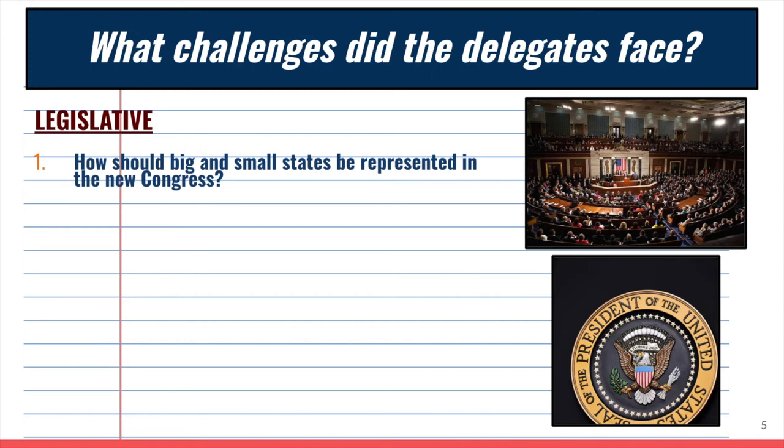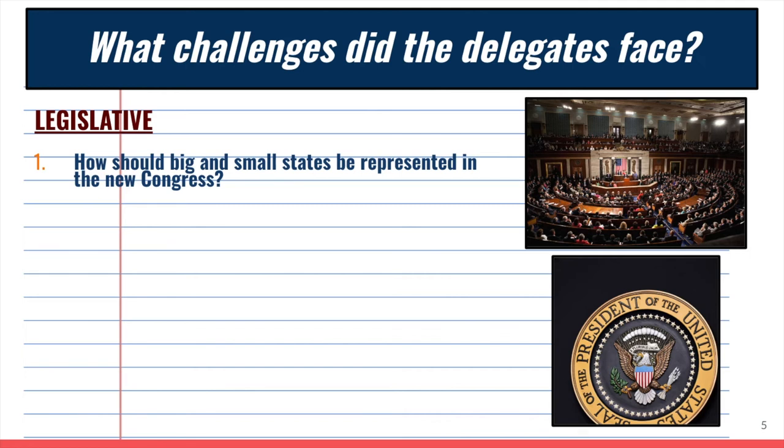Or should a state be given power based on how many people lived in that state? So if a state had a larger population, should the state be given power based on the size of its population relative or compared to the other states? That may not sound like an interesting question, but it's actually a huge question. It was a huge question then.